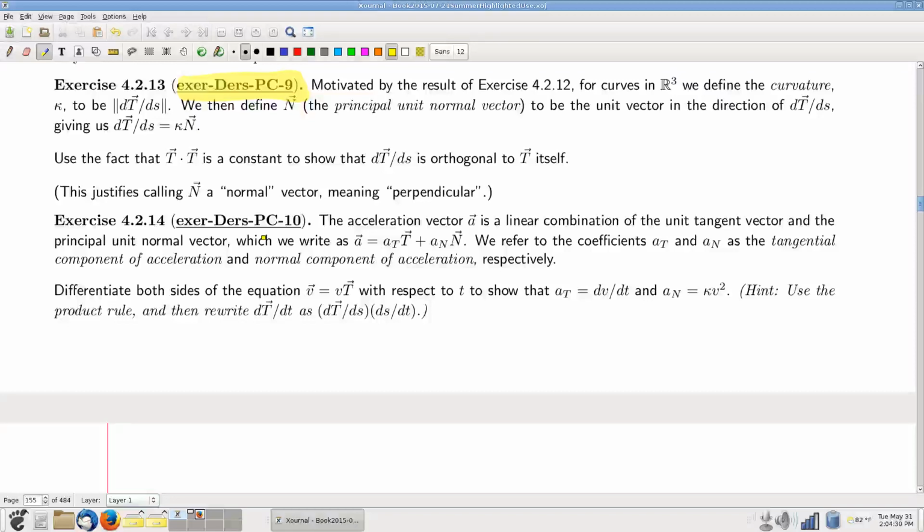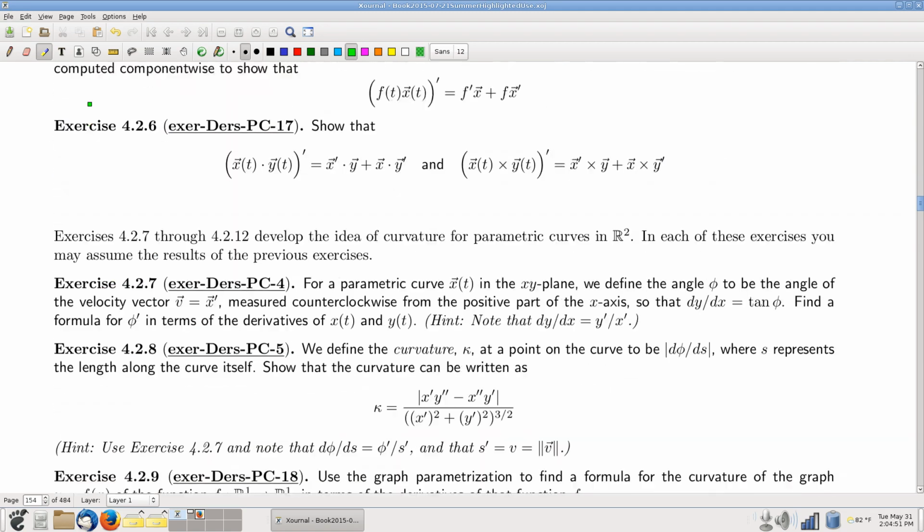Okay, so most of the text in this question is actually statements. It's just laying up context, and it's saying, in the single variable context, we observe that the curvature is equal to the magnitude of dT/ds. So we're going to use that as a motivation to define curvature in R3.